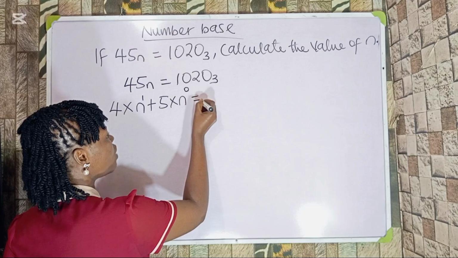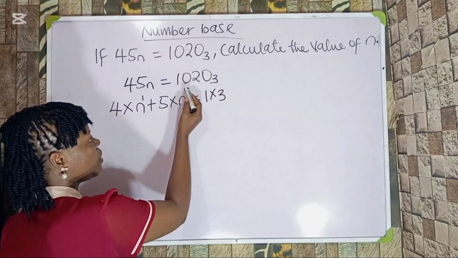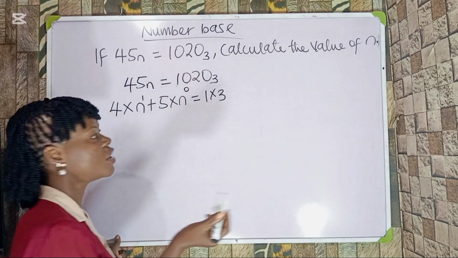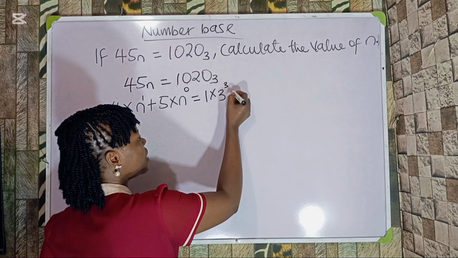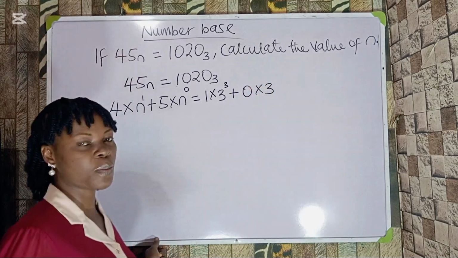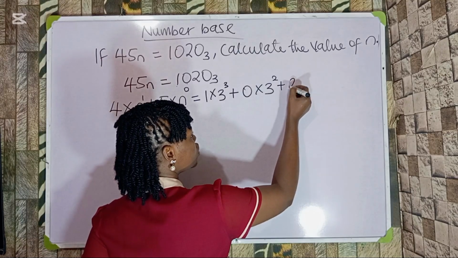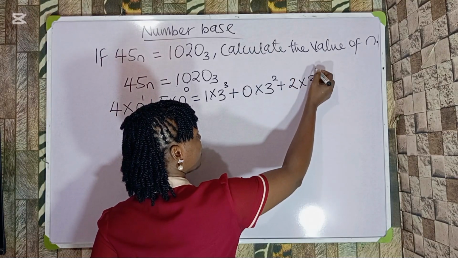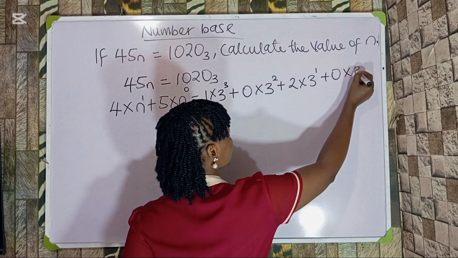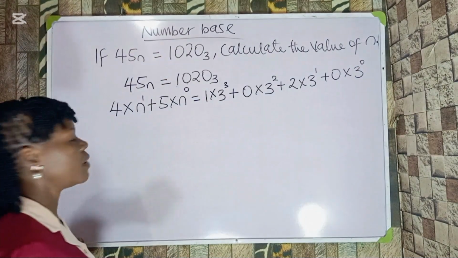Now this is equal to 1 times 3 raised to the power of how many? We started with 1, so we count 1, 2, 3, right? Raised to the power of 3. Now plus 0 times 3 raised to the power of 2, plus 2 times 3 raised to the power of 1, plus 0 times 3 raised to the power of 0. Okay, now look at it.